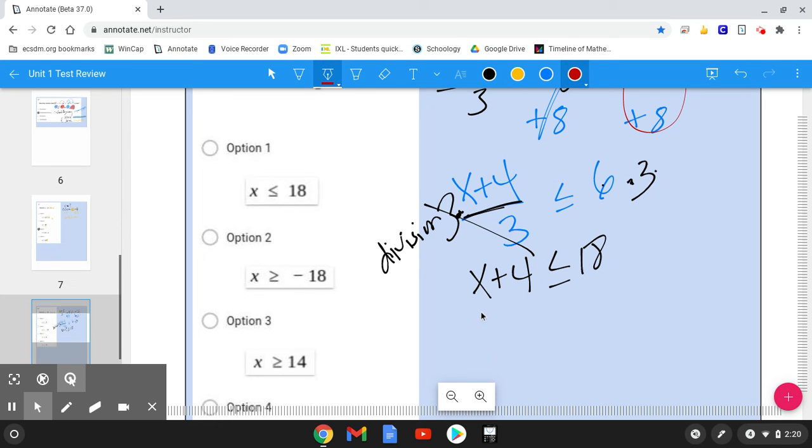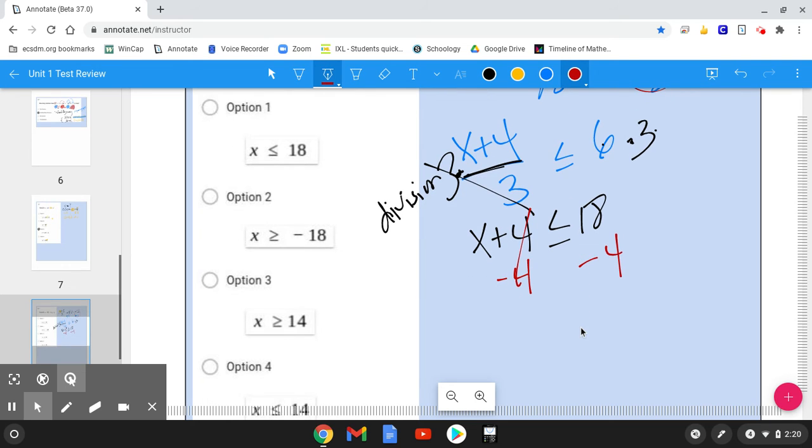Now, plus 4 is on the same side as x. We don't want that. We need to move it. So we'll do the opposite. We'll subtract 4 from both sides. So our 4's cancel out, and we're left with x is less than or equal to 18 minus 4 gives you 14. And there's our answer.